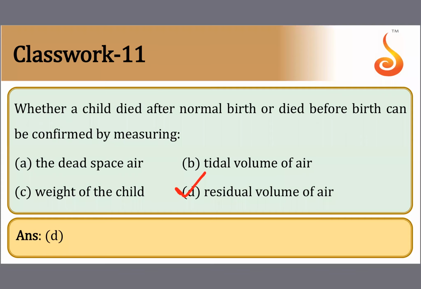So if you find residual air in the lungs of the baby, that means the baby took birth and then passed away. But if there is no residual air in the lungs, that means it never saw the daylight, isn't it? It never could breathe oxygen. Because when the baby is still in the mother's womb, the placenta caters to all the oxygen demand. It doesn't use its lungs at all.